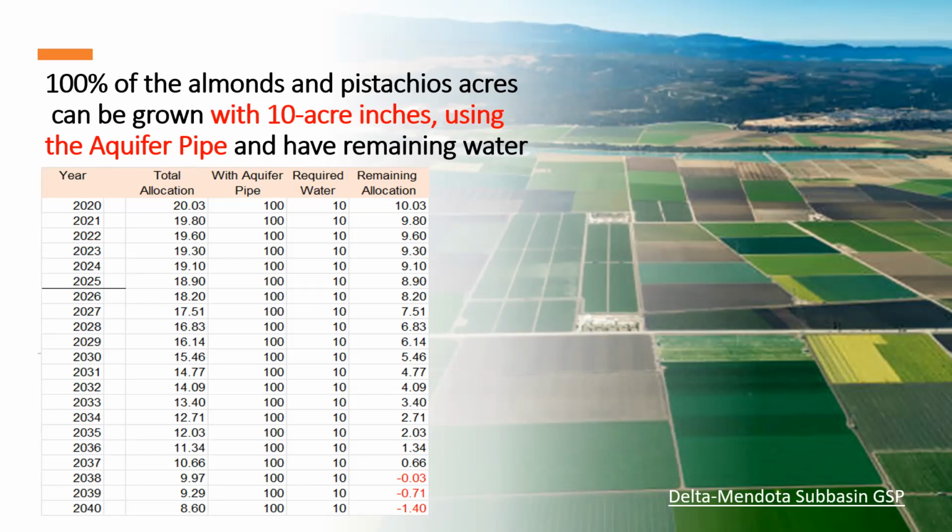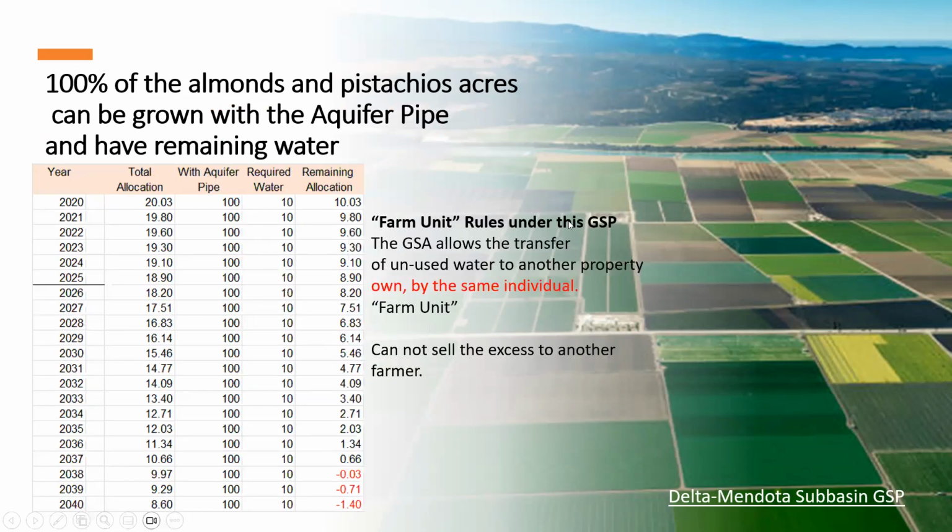The one thing you cannot do is sell the excess to another farmer. So that's a challenge. You can only move it from one parcel to the next parcel, but you can keep full production, except for those last 3 years. And we have a strategy for that for 2038 and beyond.